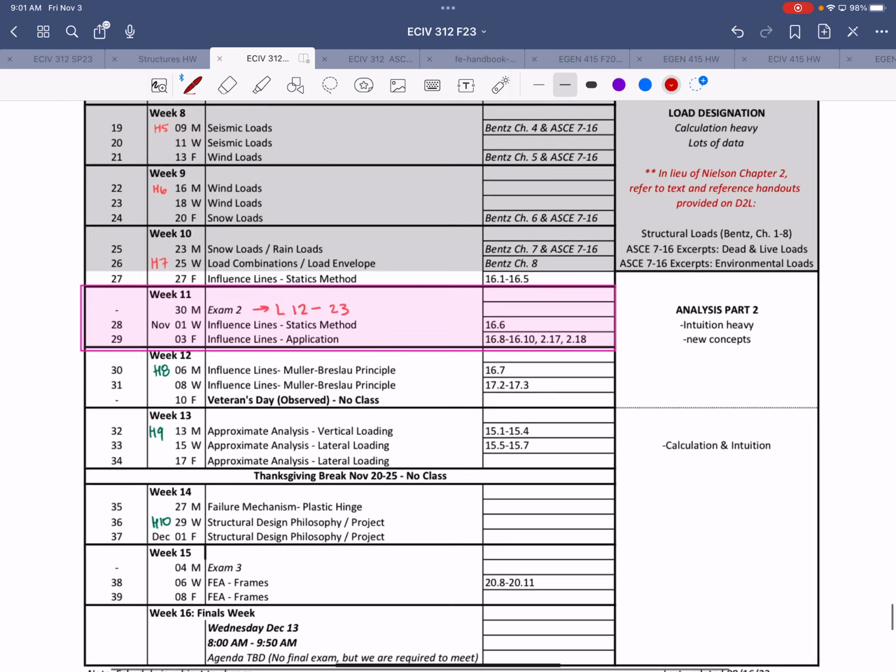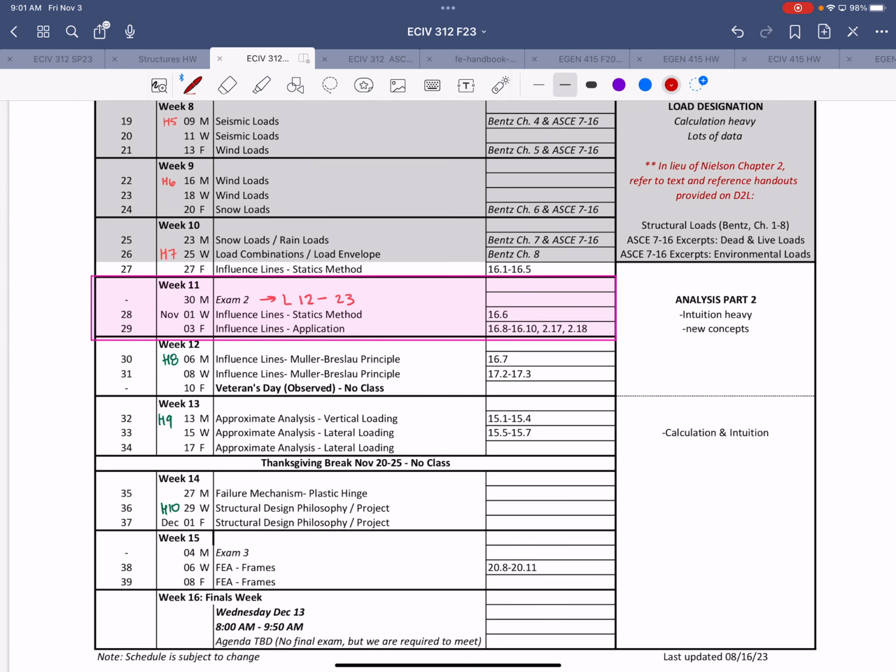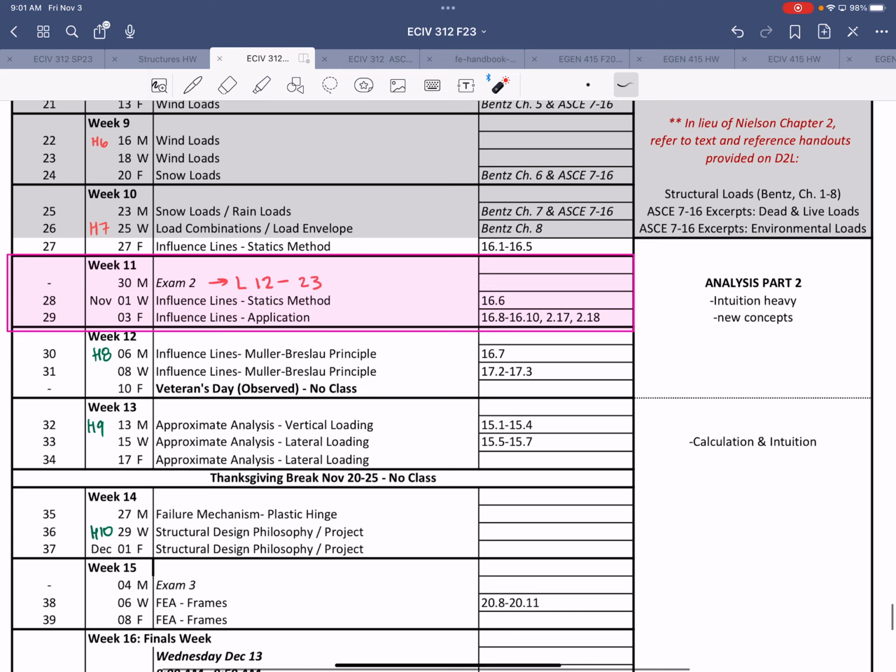So what's coming up, right? Next week, we'll get into the Mueller-Breslau principle, which is another method of constructing influence lines. It's a little bit easier, less tedious, less time-consuming. It's a lot faster, actually. But we have to know the basics first.